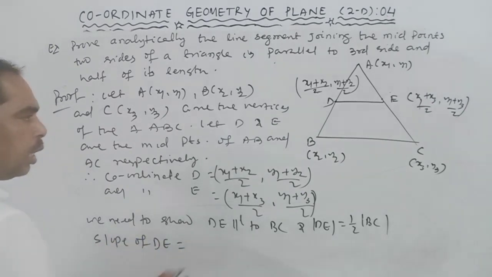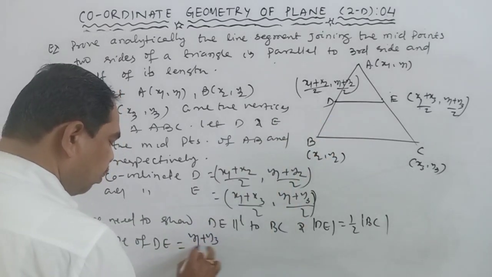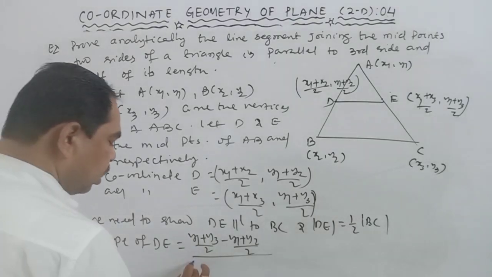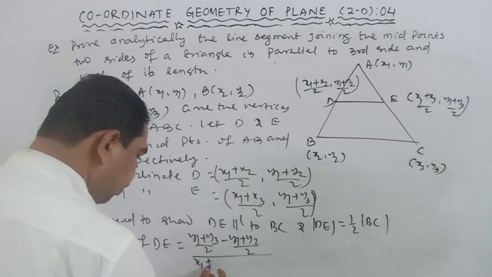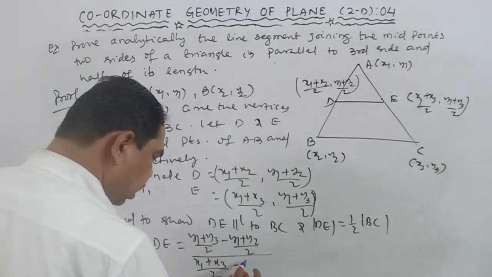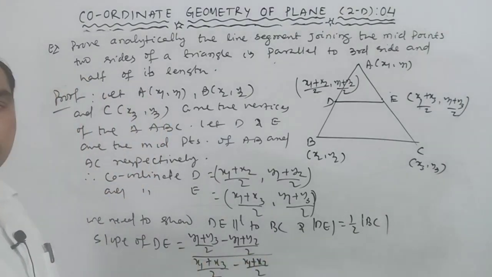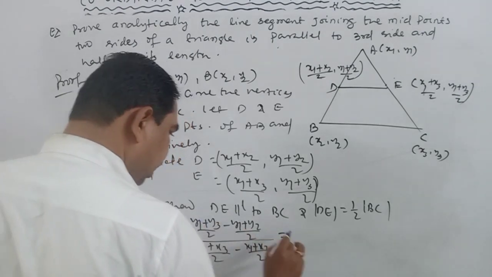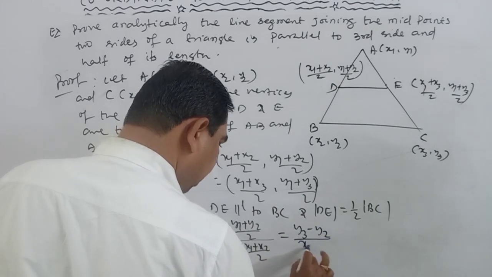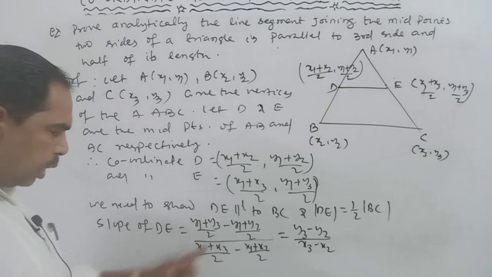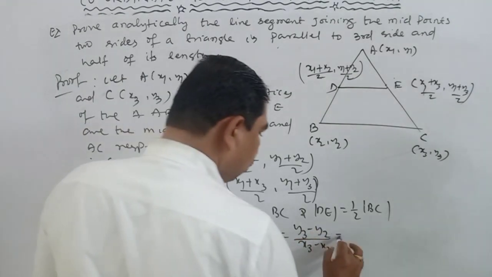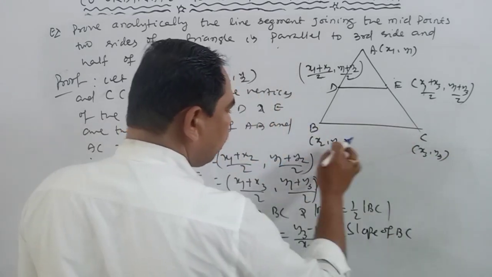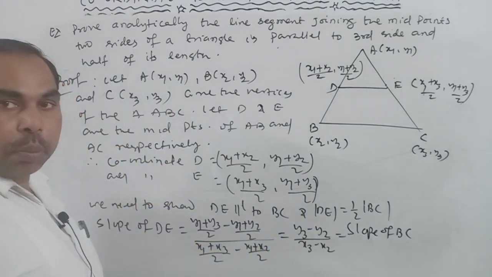Slope of DE is equal to (y1 + y3)/2 minus (y1 + y2)/2, divided by (x1 + x3)/2 minus (x1 + x2)/2. The y1 cancels, so it is equal to (y3 minus y2) divided by (x3 minus x2). Y3 minus y2 by x3 minus x2 is equal to the slope of BC. Slope of BC is y3 minus y2 by x3 minus x2. Therefore, DE is parallel to BC.